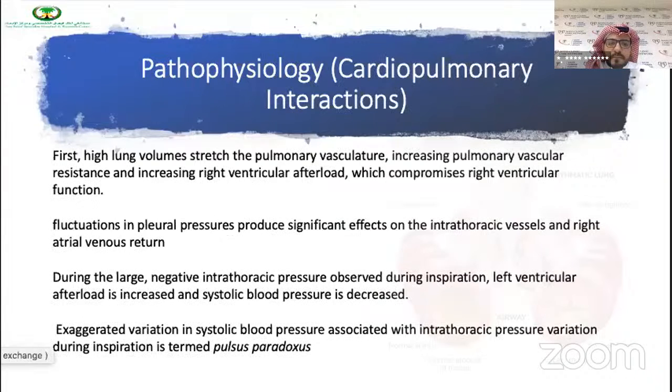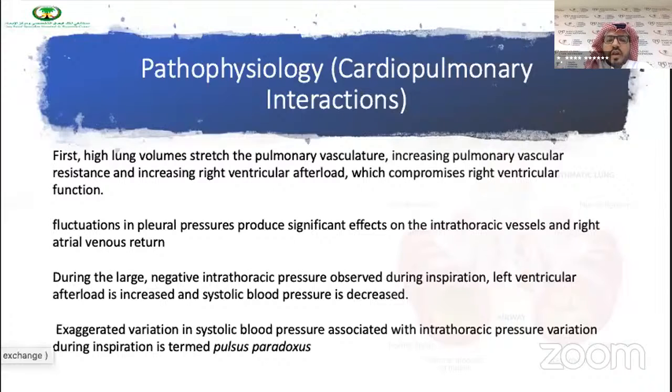Dynamic hyperinflation in severe asthma can cause significant cardiopulmonary sequelae. So now we're going to talk briefly about cardiopulmonary interaction during asthma. High lung volumes stretch the pulmonary vasculature and increase the PVR, which is pulmonary vascular resistance, increasing right ventricular afterload, which compromises the right ventricular function and also decreases the right ventricular output. Fluctuation in pulmonary pressure produces significant effects on the intrathoracic vessels and right atrial venous return.